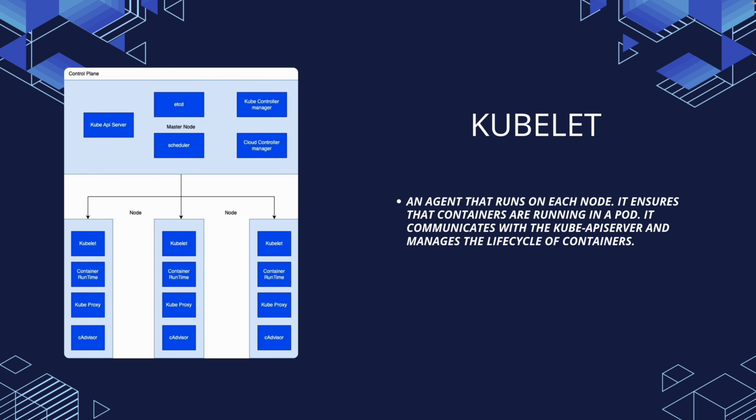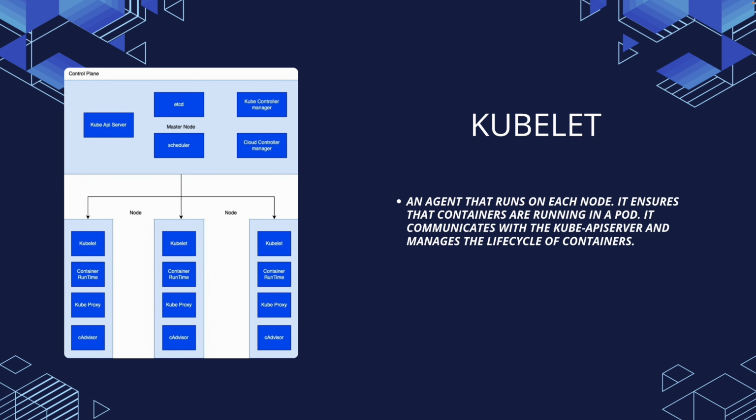Now, it is also comprised of multiple subcomponents, but worker nodes are basically minions, or you can say the machines, physical or virtual, that run the containerized applications. The first main component of worker nodes is the kubelet. Kubelet is an agent that runs on each node, and it ensures that containers are running in a pod. It communicates with the Kube API server and manages the lifecycle of containers.